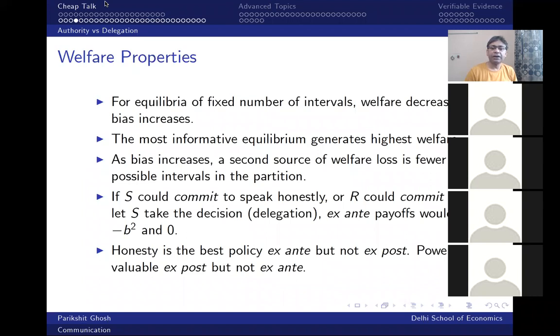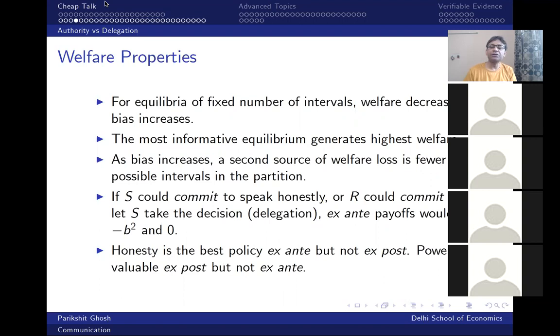So what is the upshot of the Crawford-Sobel model? It's the most simple, stark model of strategic communication. There are two players. One player can make the decision, has all the power. The other player has all the information about the state of the world and can convey that information through cheap talk messages. And we saw the equilibrium takes the form of a partition.